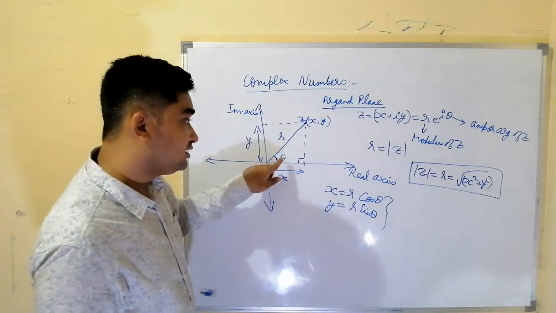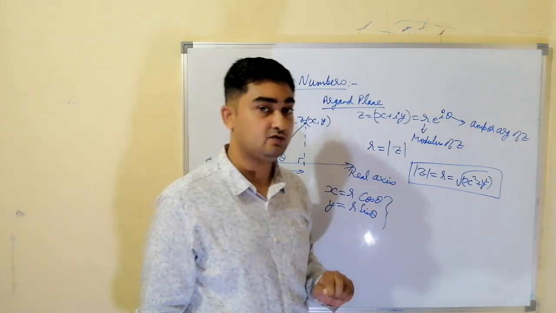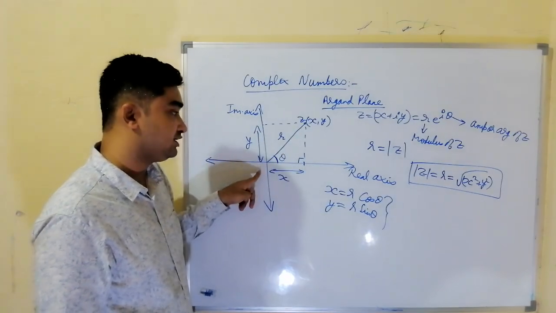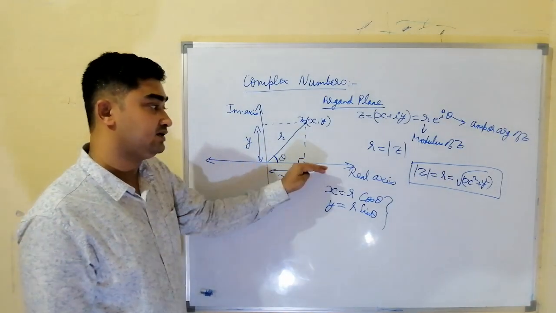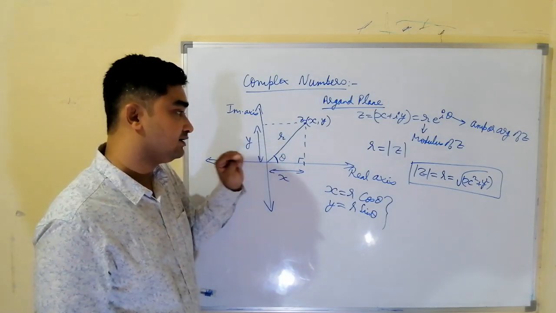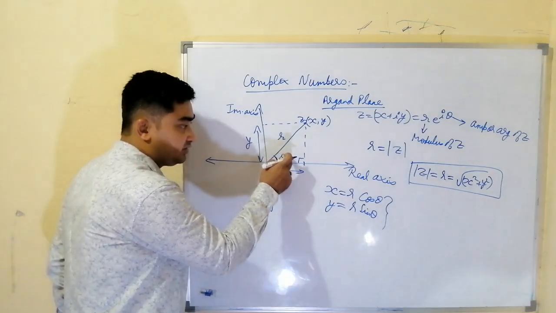Now what is the amplitude or argument of z? Amplitude or argument of z is the angle which the line joining the point to the origin makes with the positive direction of real axis. This angle is known as theta. Now, what are the possible values of theta?